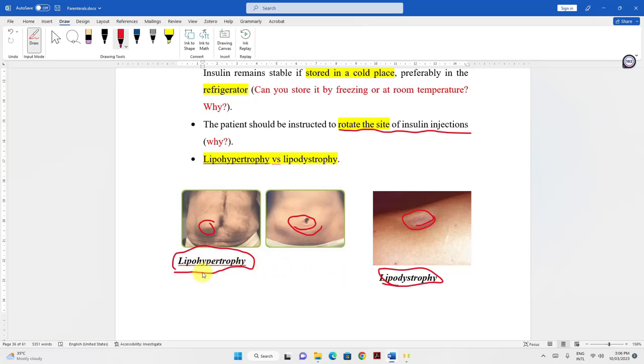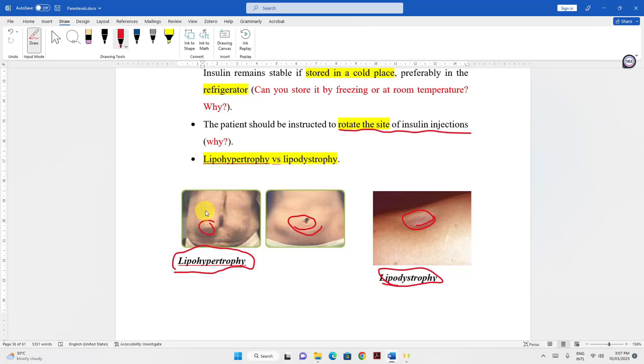So what is the solution for lipohypertrophy? It is to rotate the injection site. What you need to know about lipohypertrophy is that there is an increase in fibrous tissues, and these fibrous tissues are avascular, meaning they don't have blood vessels in them, and this will of course affect the insulin absorption from the sites.